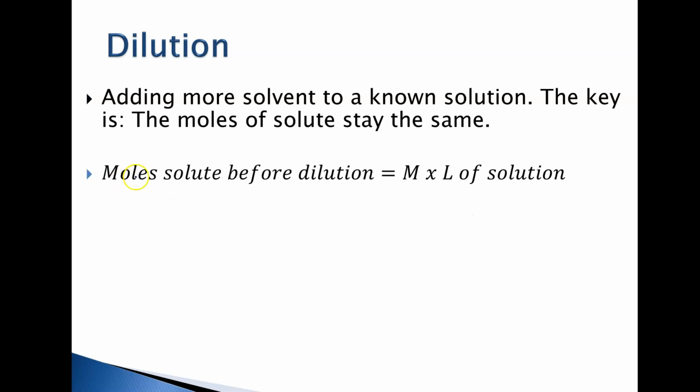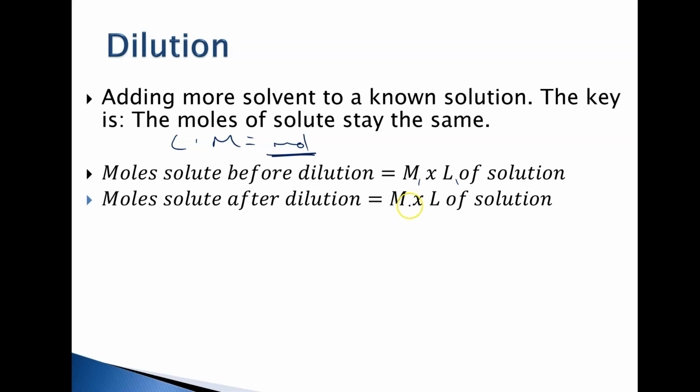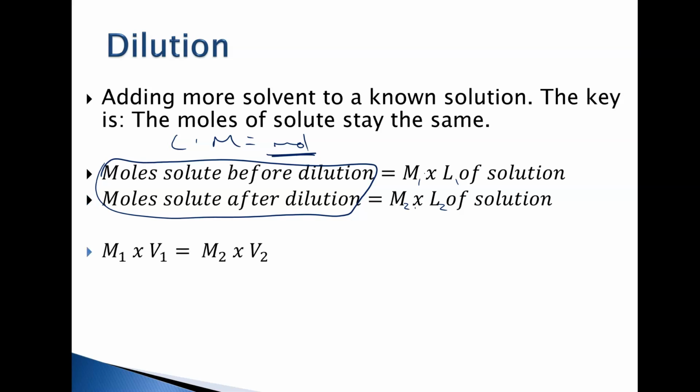So if I was to calculate the moles of solute before the solution, remember, liters times molarity will give you moles, and moles are always what we're about. The moles before you dilute, if I took the liters before and the molarity before and multiply it, that'd tell me the moles. And then after I dilute it, I'm going to take the liters and the molarity, and that will give me the moles. These two things are equal to each other because all I did was add water. And so I can set those two equations to each other, and I end up with this equation. M1V1 equals M2V2.